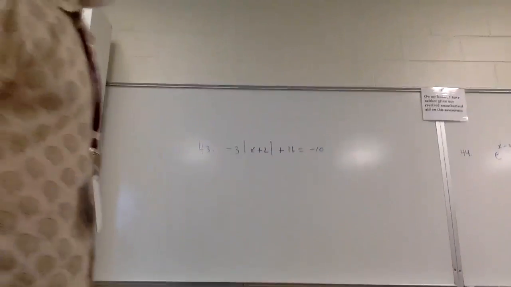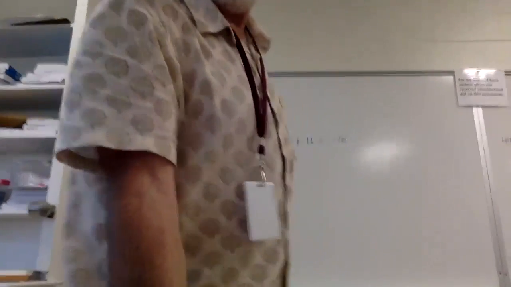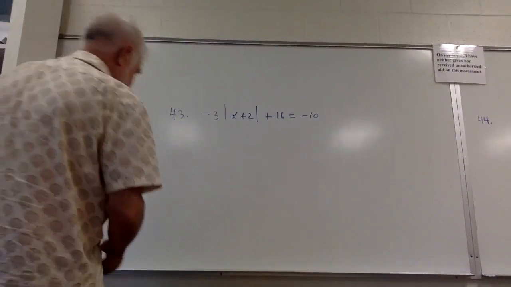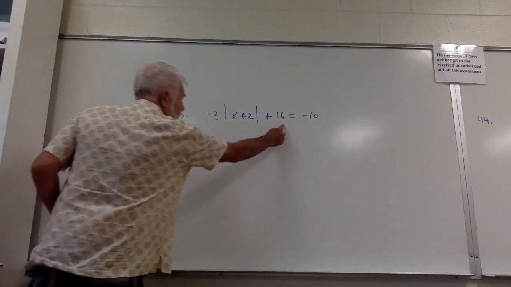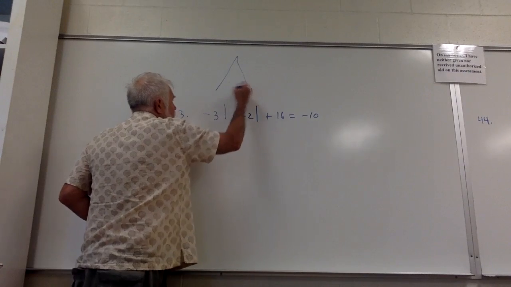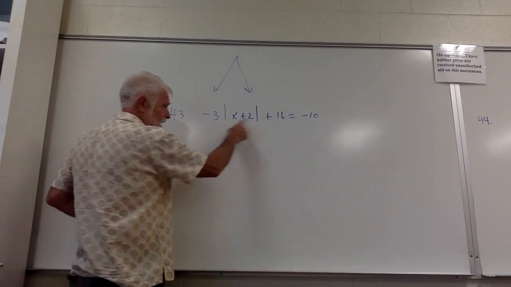All right, another absolute value. Hey, maybe you can do this one quicker. It's been about 10 minutes since you did the last one probably. That's great, you had enough time to forget. Let's do it graphically first. What kind of graph is absolute value? V-shape. This one's down. What's the vertex? Negative 2, 16.